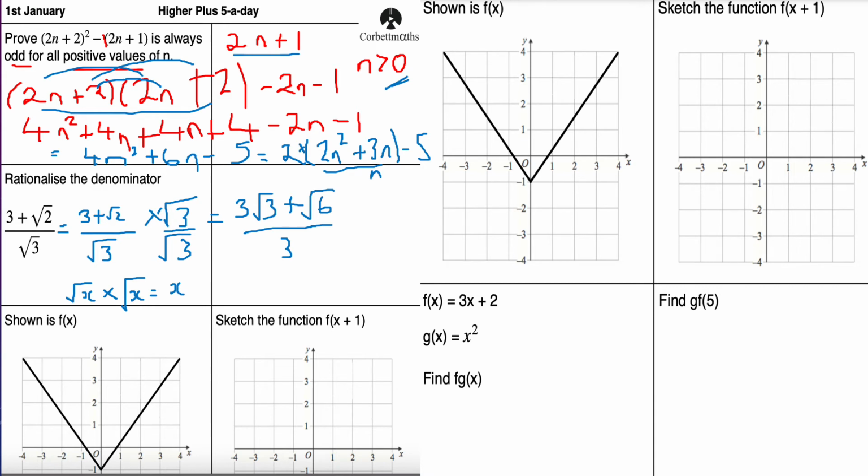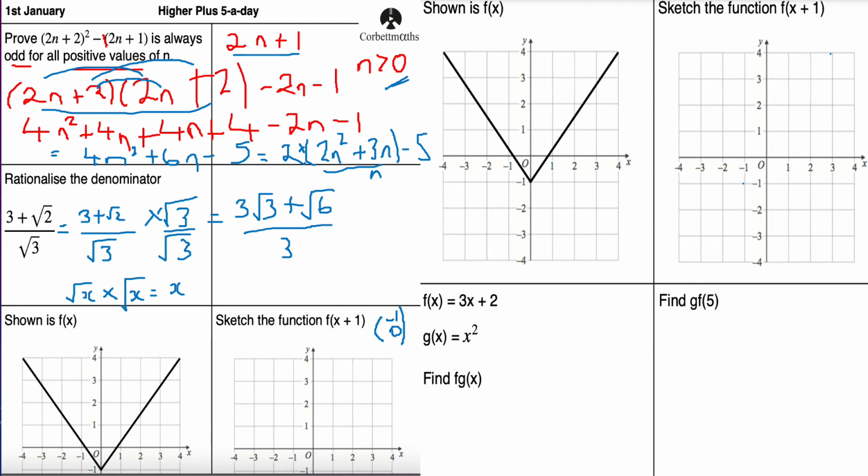Question number 3, it says shown is f of x. Sketch the function f of x plus 1. Now this is what I call a translation vector in the x direction by -1. So f of x plus 1 means that all the points are shifted one place to the left. So it's going to now cross at -1, 1, and it's going to cross here at 3, 4.